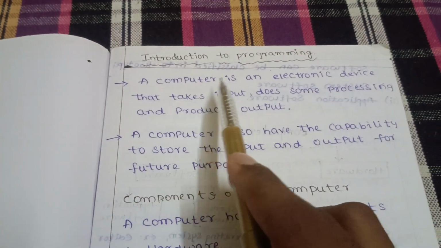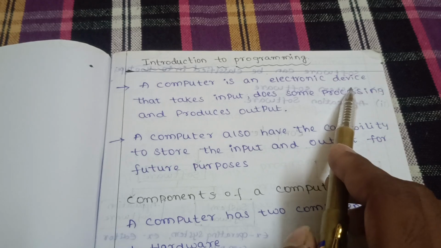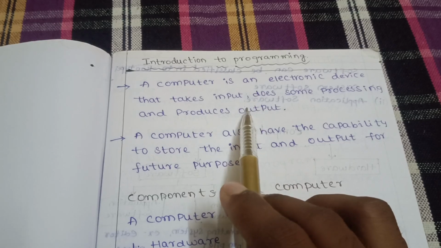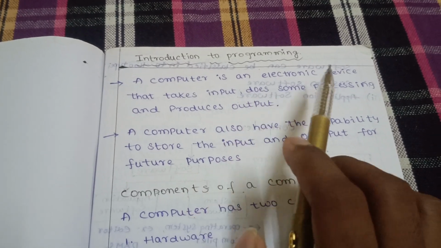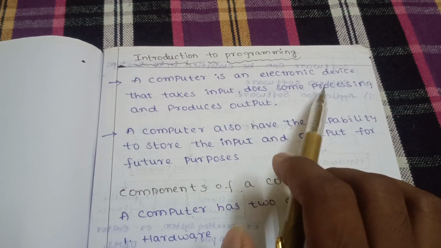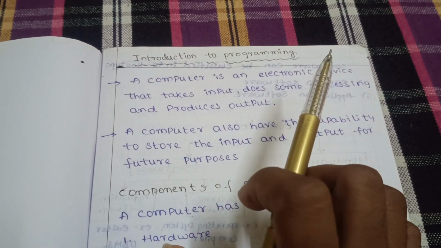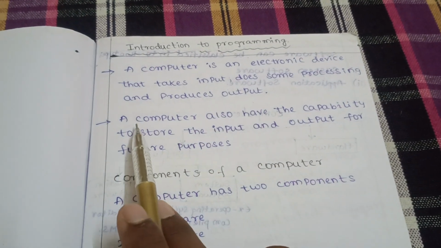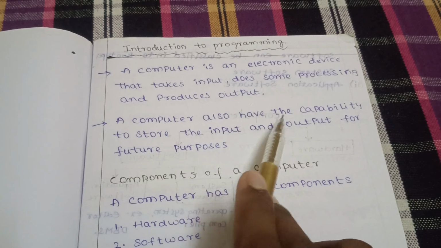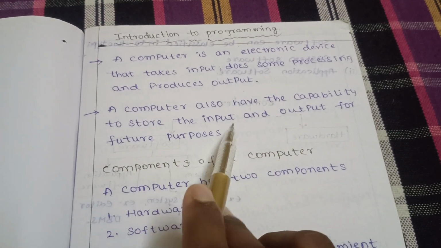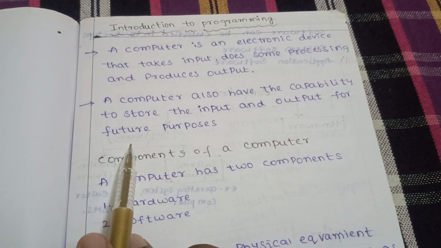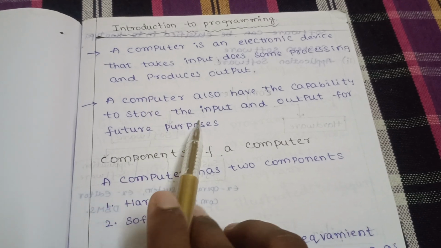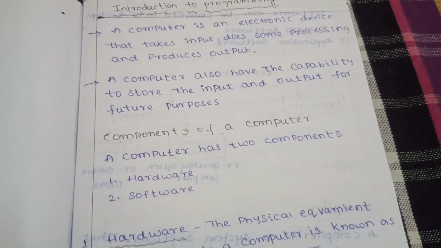Here, a computer is an electronic device that takes input. That means the computer will take input and do some processing. The input is processed and it produces the output. A computer also has the capability to store the input and output for future purposes.